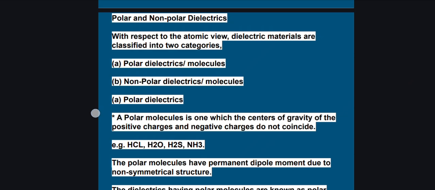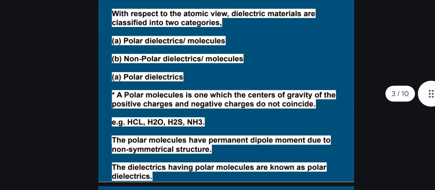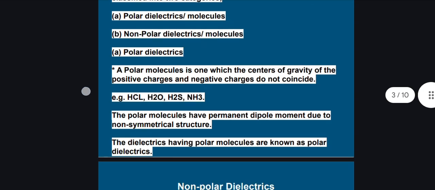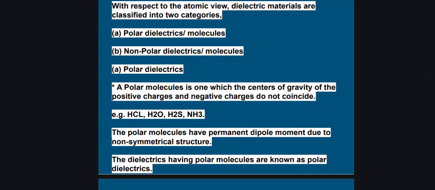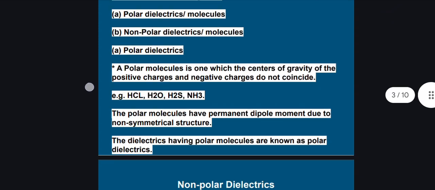With respect to atomic view, dielectric materials are classified into two categories, that is polar dielectrics and nonpolar dielectrics. First, let's see polar dielectrics. A polar molecule is one in which the center of gravity of the positive charges and negative charges do not coincide. For example, HCl, H2O, H2S, NH3, and many more. The polar molecules have permanent dipole moment due to the non-symmetric structure. These dielectrics having polar molecules are known as polar dielectrics.